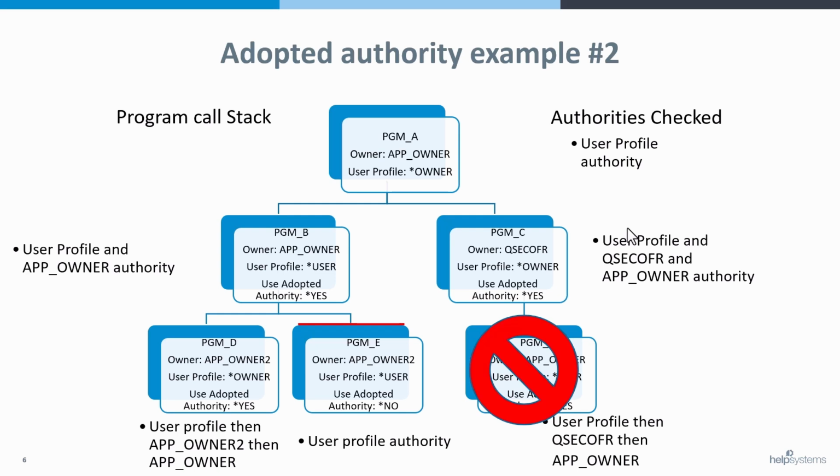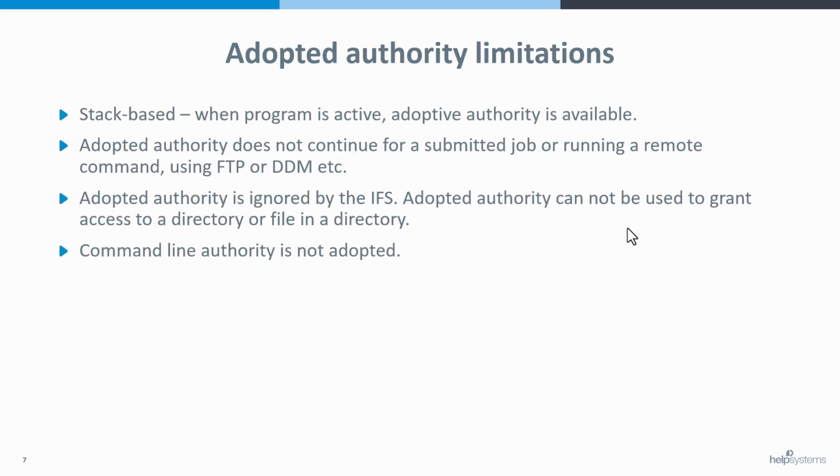So what are some of the limitations of adopted authority? It is stack-based. We've talked about that quite a bit. So it's only active and only available while that program is in the call stack. Adopted authority is not going to continue on when you submit a job because that submitted job has a new call stack, since it started from a new program. It doesn't cross over with FTP submitted commands, remote commands, or DDM remote commands. Those all have new call stacks, so they won't be able to inherit any of the authority in the previous call stack or previous programs.